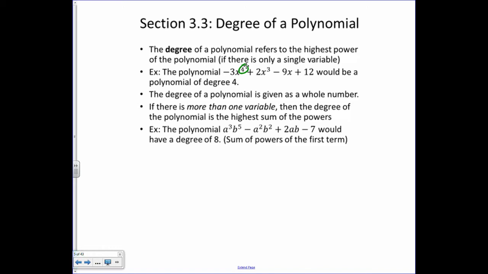If there's more than one variable, then the degree of the polynomial is just the highest sum of the powers. So for this polynomial at the bottom, a cubed b to the fifth minus a squared b squared plus 2ab minus 7, this would have a degree of 8, because we would add the exponents of a cubed and b to the fifth. That'll give us a degree of 8. So the degree of a polynomial is either the highest power or the highest sum of the powers.